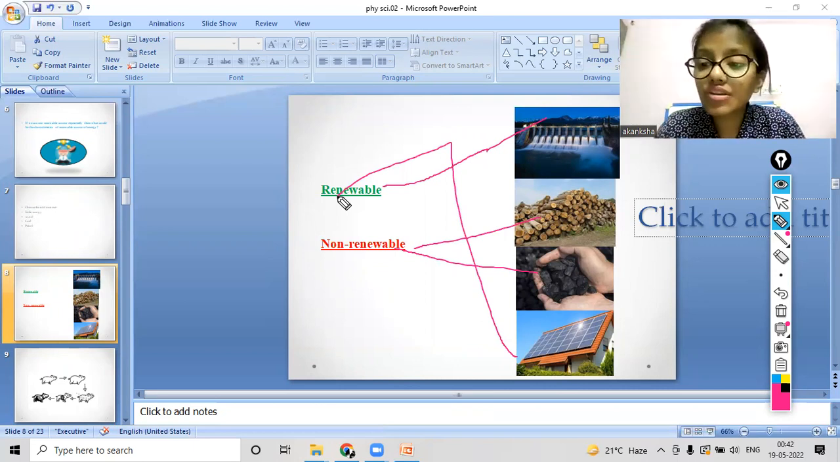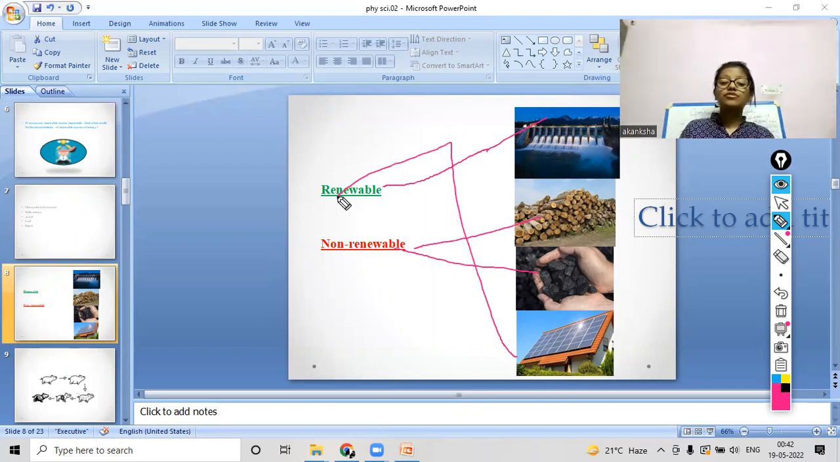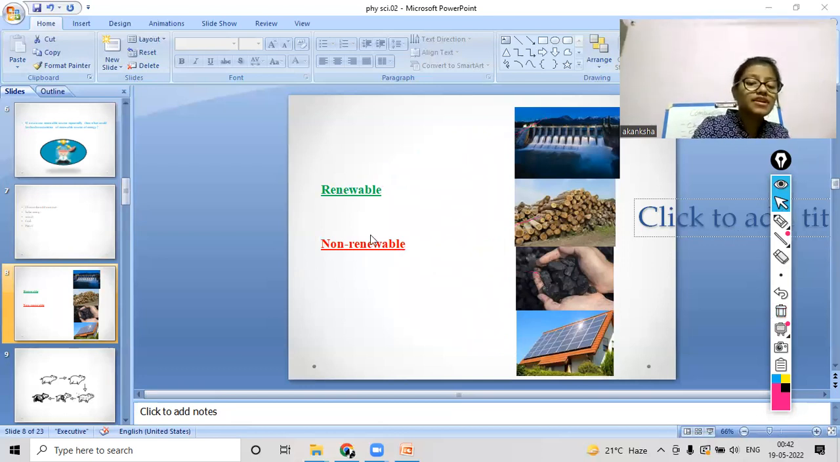Now I think you are all clear with the concept of conventional sources of energy. And these conventional sources of energy are of two types. What are these two types? You can see on the screen also. Yes, very good. The two types are renewable resources of energy and non-renewable resources of energy. Yes, this was all about it. Now we will move on ahead and see some more good topics, right?